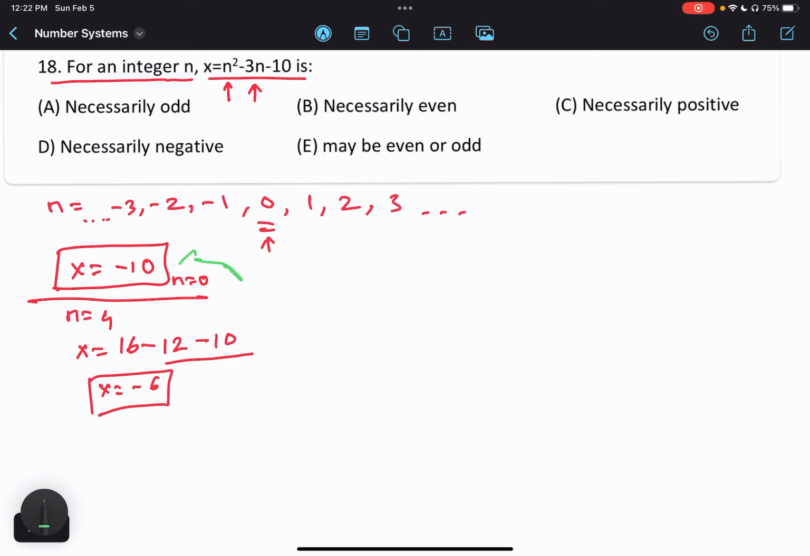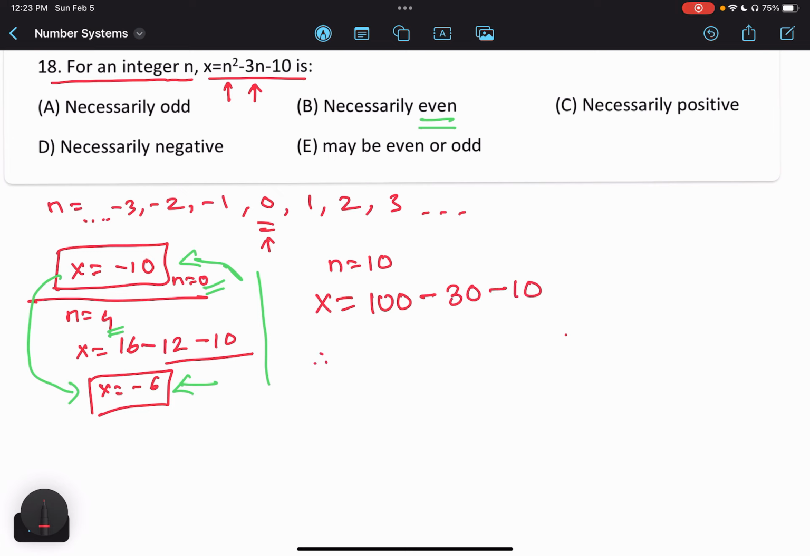So with these two calculations, I can see the pattern that the value of x is always even, but to fulfill my claim, I need more calculation. At the same time, I have determined that as soon as I started increasing the value of n, the negative value of x started dropping. So let's perform one more calculation with some higher value of n. Here I will consider n is equal to 10. That becomes x is equal to 100 minus 30 minus 10, which is 60.